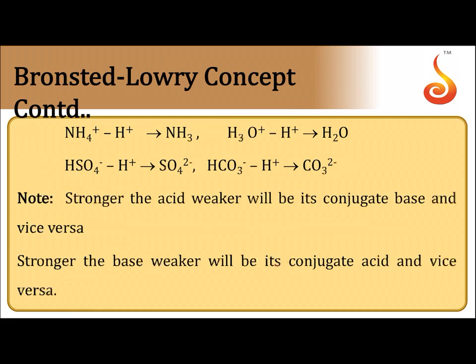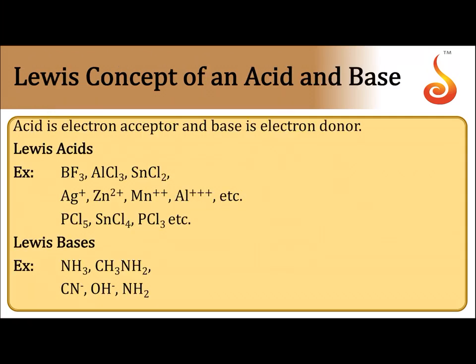And then one more important point. In a conjugate acid-base pair, if the acid is stronger, the corresponding base is weaker. And if the base is stronger, the corresponding acid is weaker. In a conjugate acid-base pair, one will be stronger and the other weaker, and vice versa. This is regarding conjugates.